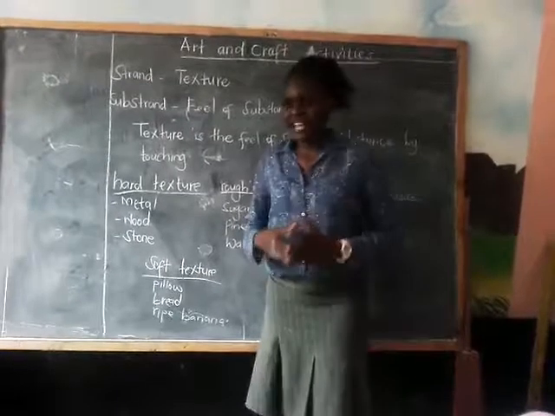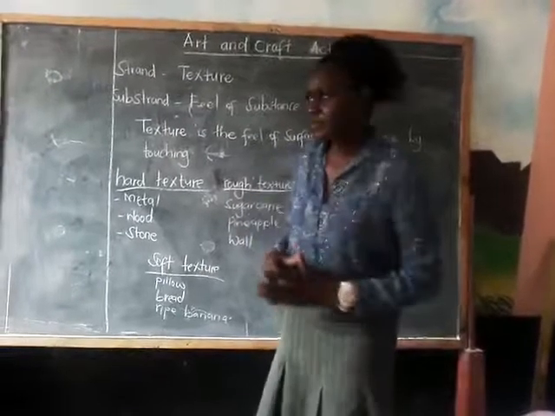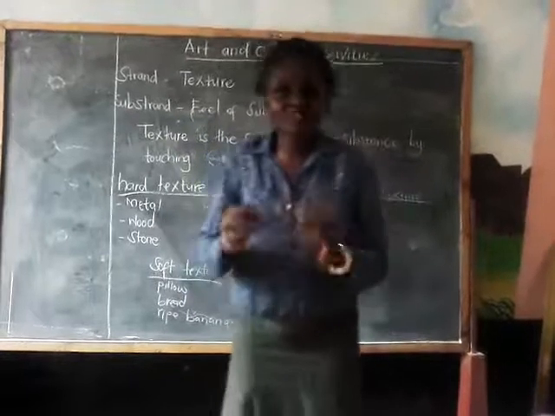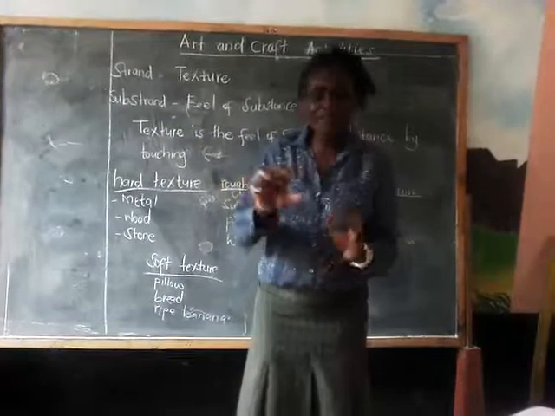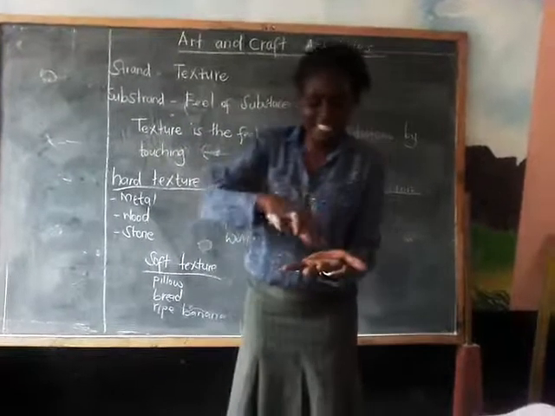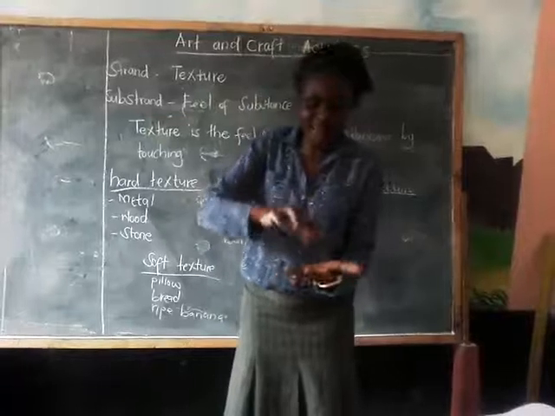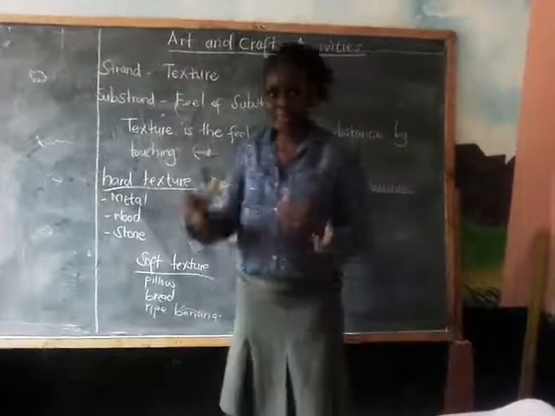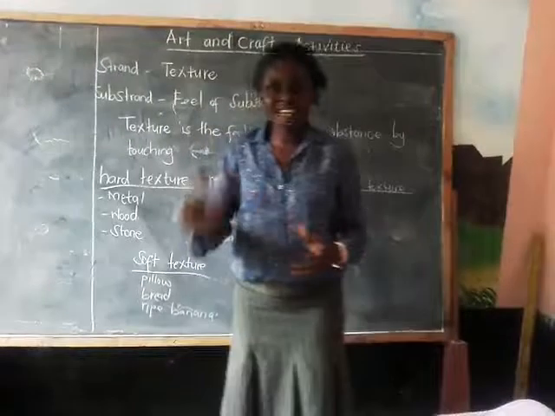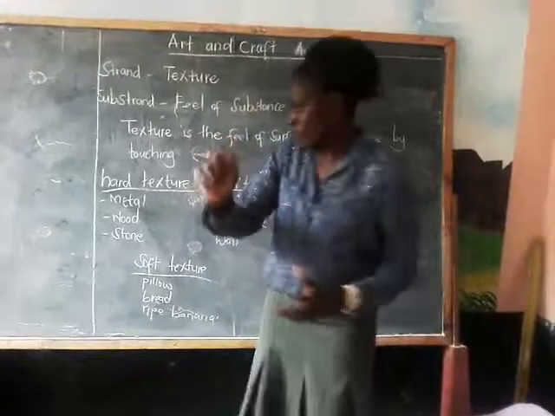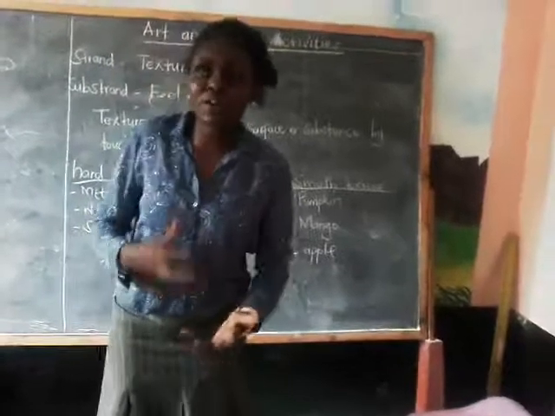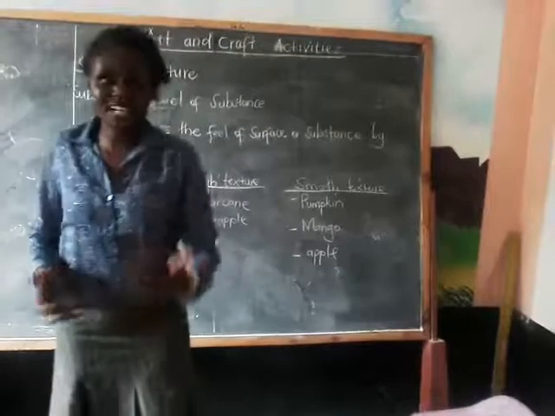Then we have objects or substances with soft textures. For example, we have a pillow, bread, and ripe banana. They are usually soft. If you take a piece of bread and touch it, feel the texture by your hand, it is always soft. A ripe banana too. When a banana is ripe, it is always soft. So that is how you know the difference between a rough texture and a soft texture.